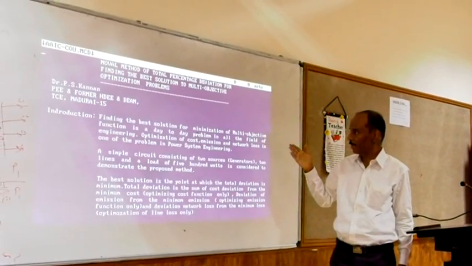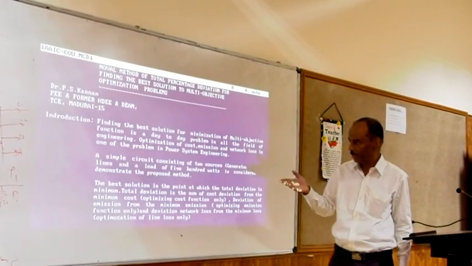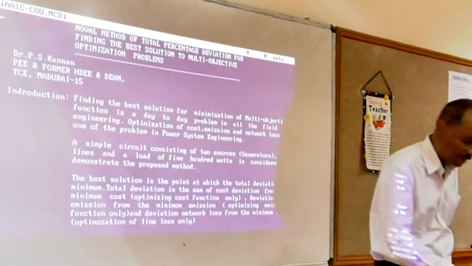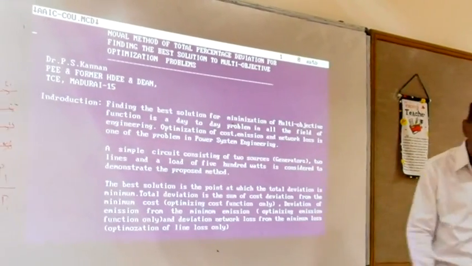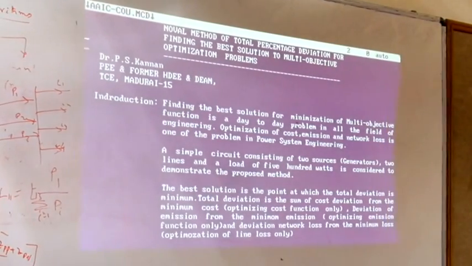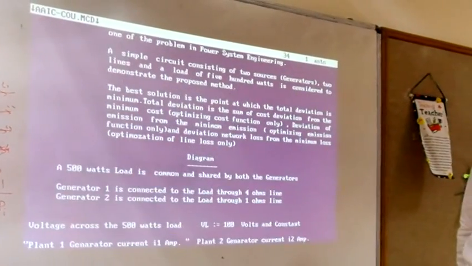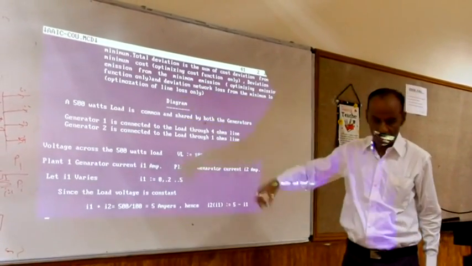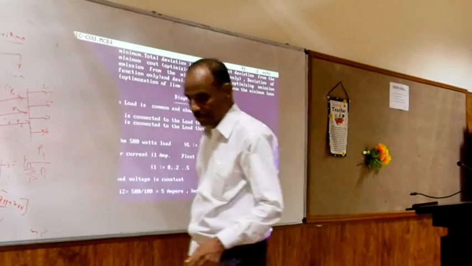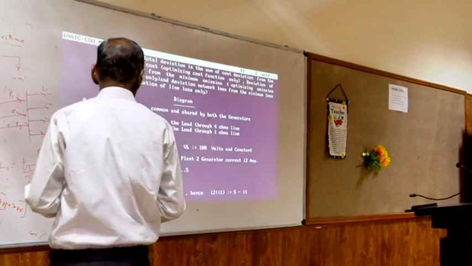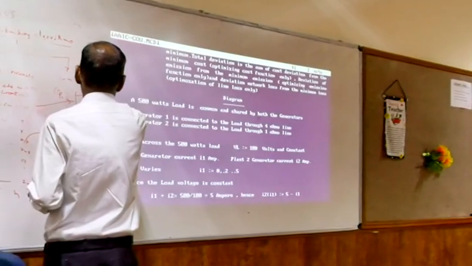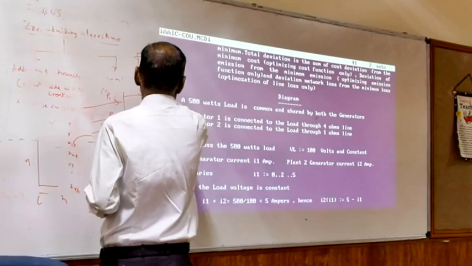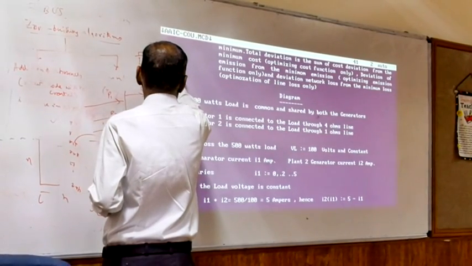This is the solution for multi-objective, whatever type, best solution with the total deviation method. I will explain you. This is the example in which I get a 500 watts load. So the diagram I think I will explain here. Generator 1 is connected just through a 1 ohm resistor. The generator 2 is connected to the load.